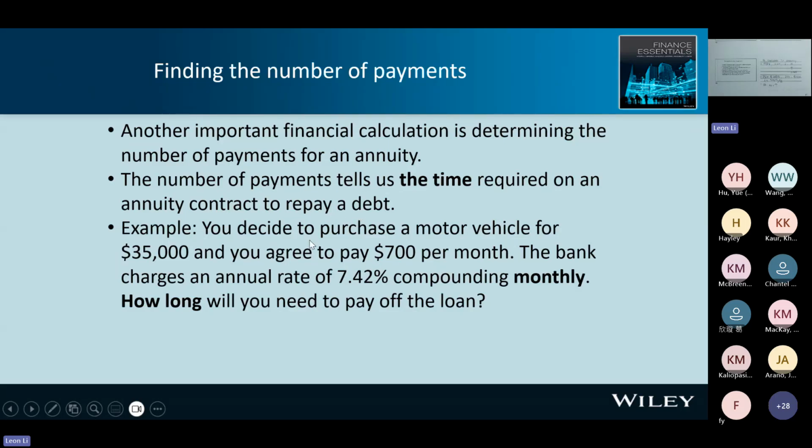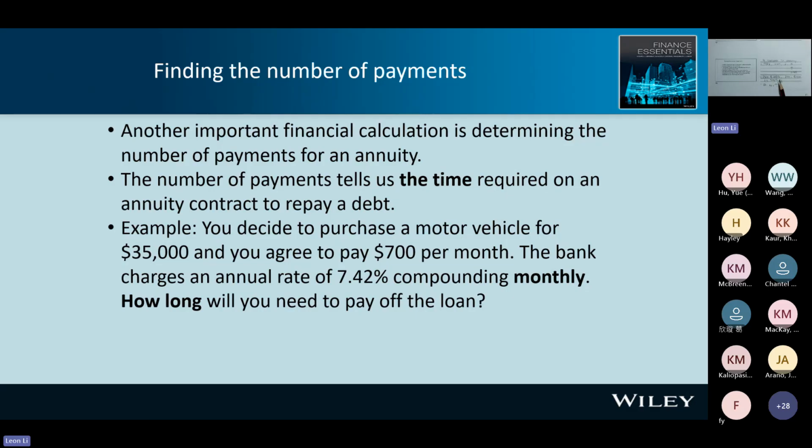You decide to purchase a motor vehicle for $35,000 and you agree to pay $700 per month. The bank charges an annual rate of 7.42%, right? If the compounding frequency is monthly, how long will you need to pay off the loan? All right. So I highlight this word monthly. Again, you have to adjust your data according to payment frequency.